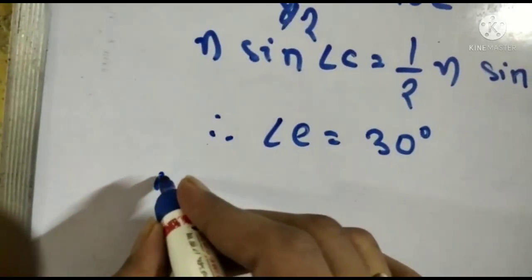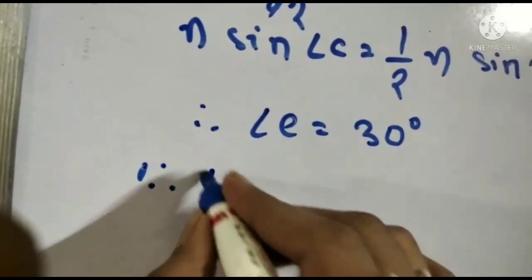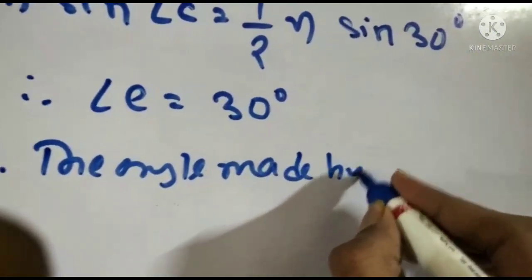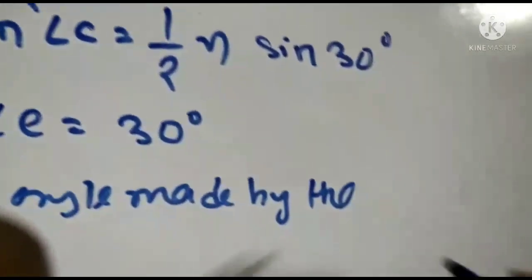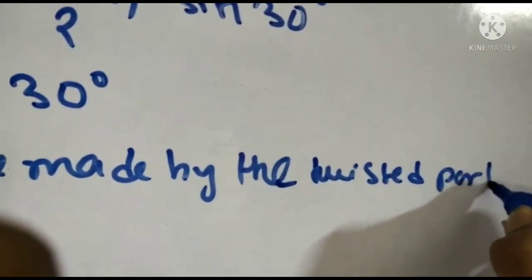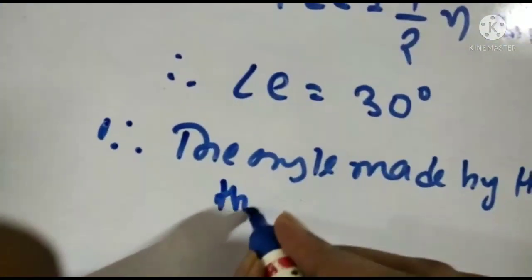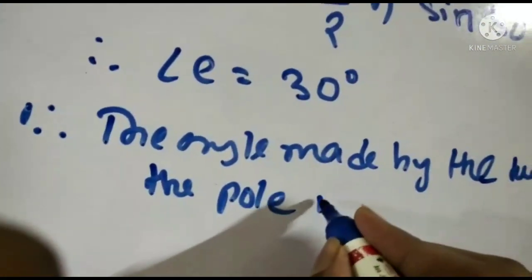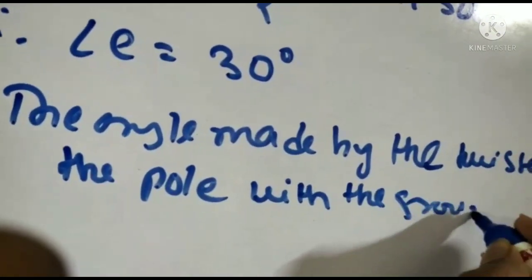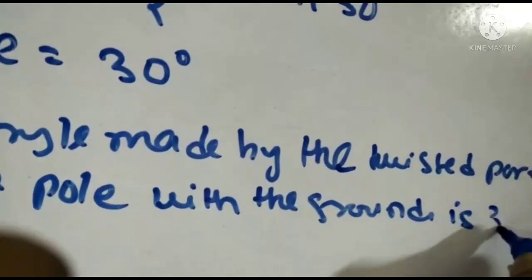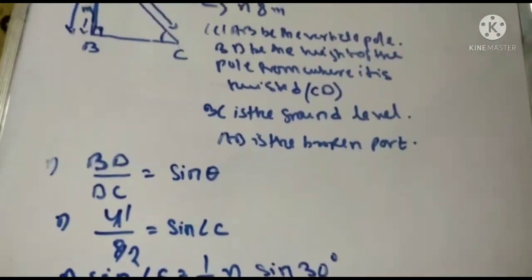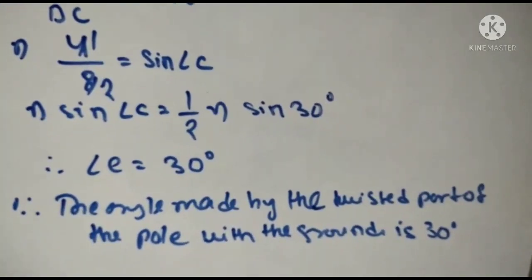Now at last you have to write, therefore the angle made by the twisted part of the pole with the ground is 30 degree. So this is the solution, and let's move to our next solution.